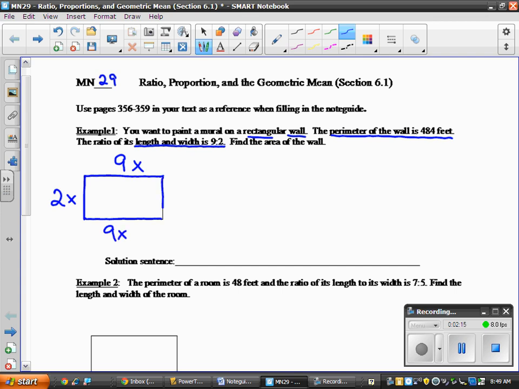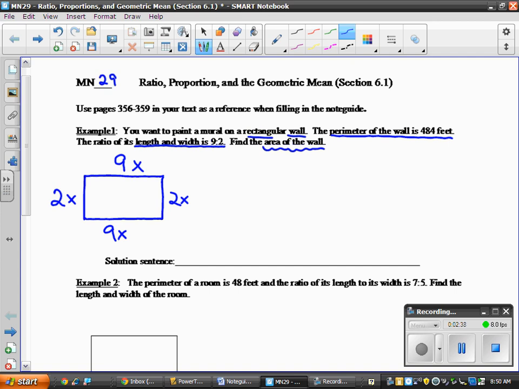Now, we're finding the area of the wall. That's the whole purpose of this problem. We want to find the area of the wall, and we can't find the area unless we know the dimensions. The only way to find the dimensions is by creating an equation to solve for x.